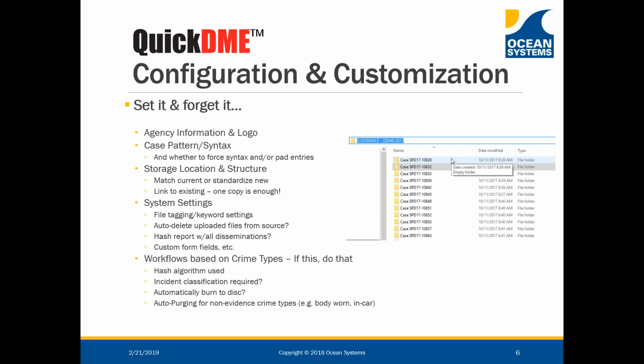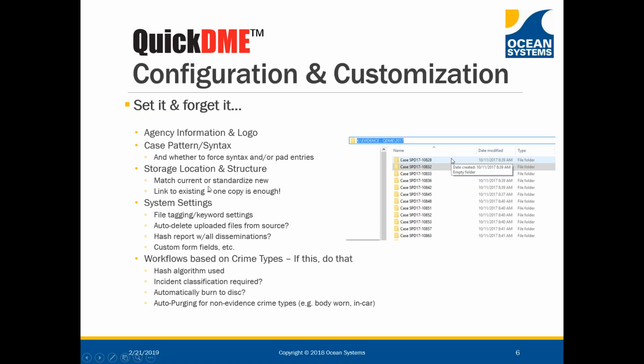It's essentially just a matter of looking at your scenario today, understanding where your pain points are, and we can mimic everything that you're doing today. So for instance, if you want your assets stored in a specific structure, by year, then by case number, by collector, who collected the evidence, and so on, we can mimic that exact storage structure such that you don't even have to move any of your assets to leverage QuickDME.